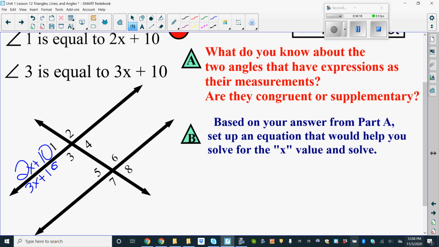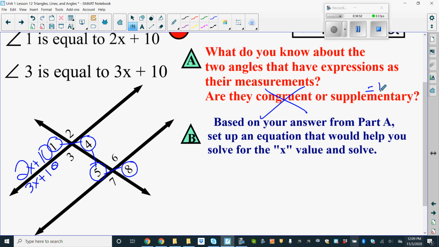Now, I have to figure out an equation in order to solve for x. So I'm going to draw my zigzag. I'm going to start with 1, cross to 4, cross to 5, cross to 8. In this picture, angle 1 is in the zigzag, and angle 3 is not in the zigzag. So when you have one in and one out, that means they are supplementary because they are not congruent to each other.